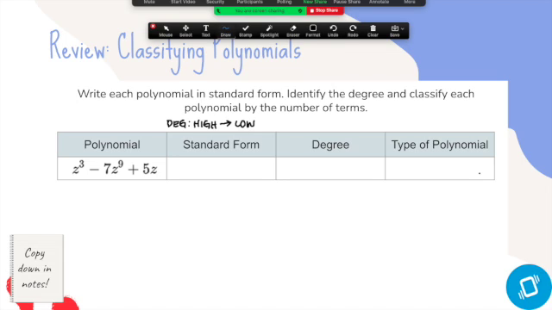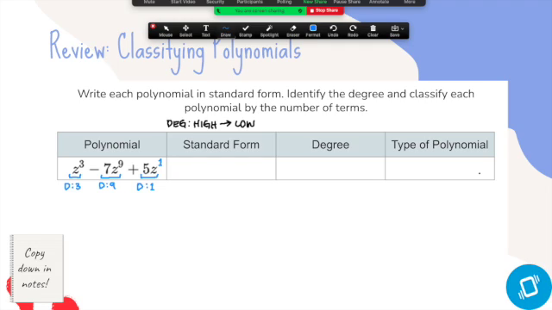So if I look at all the degrees of the terms given on this polynomial, z to the power 3, I know that the degree is 3. For 7z to the power 9, the degree is 9. And then for z, this one is just the number 1. Remember that it doesn't show the 1, but if we have a variable that's just by itself with no exponent written on top, we can say that there is an imaginary 1. So that's why I know that the degree here would be 1.